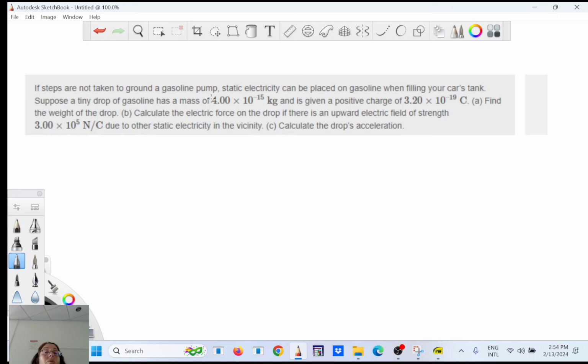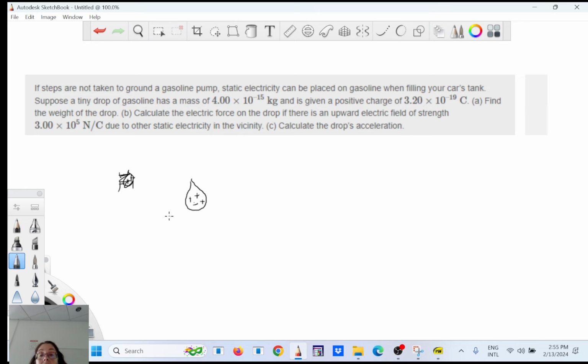Sometimes if there's too much static, it could be dangerous, right? Because the gasoline can be charged. So we have a small drop of gasoline. So this is my drop, and it has a positive charge. No, I don't like my drop. I don't know how to make a drop. So this is a drop. This is positive.